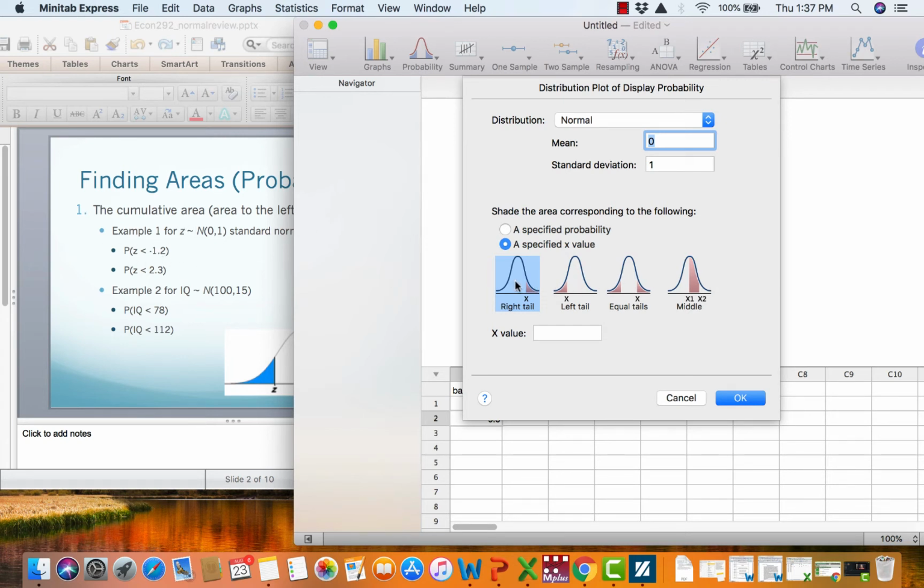So we need to select a specified x value, and then we need to click on the picture of which probability we want. Do we want the probability to the right? Do we want the probability to the left? Do we want the probabilities in equal tails? Or do we want the probability in the middle of two different values?